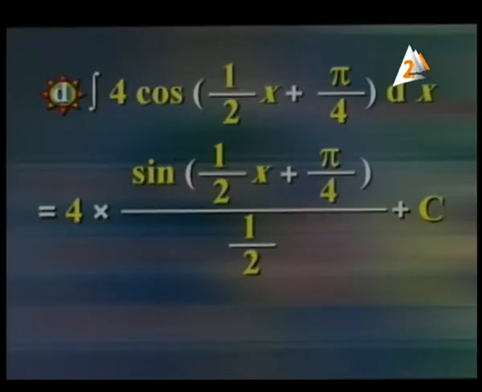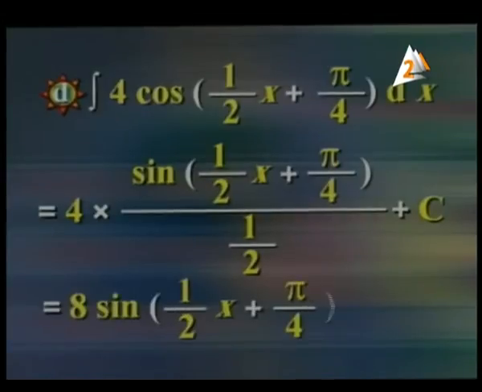We have constant 4. 4 multiplies the integration of the cosine, which is sine. Sine what? Sine bracket over, yes, the coefficient of x. What is the coefficient of x? 1 over 2. Then the integration becomes 4 times sine, bracket contains 1 over 2x plus pi over 4, over the coefficient of x, 1 over 2, plus c. Then the integration becomes 8 sine bracket contains 1 over 2x plus pi over 4 plus c.